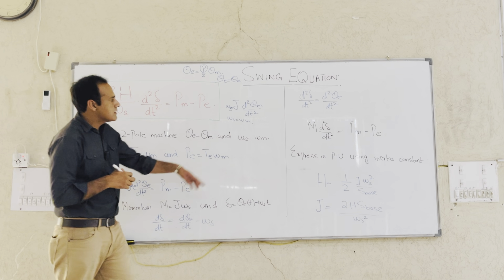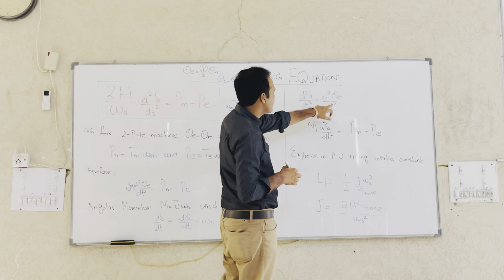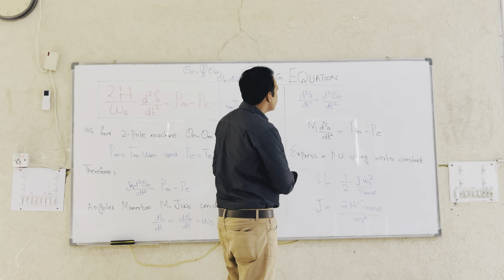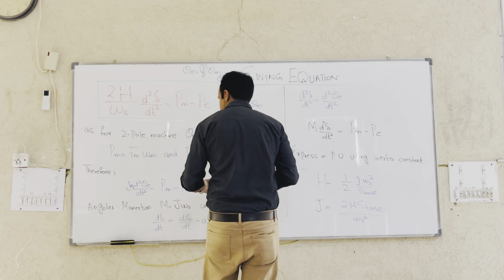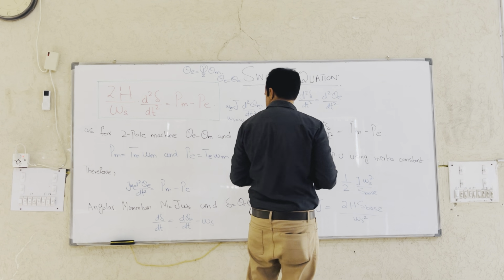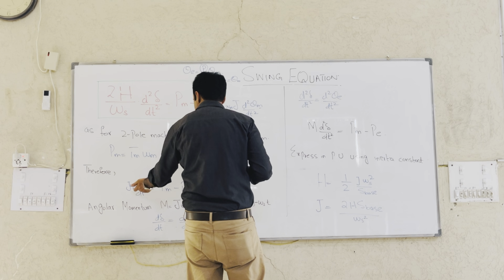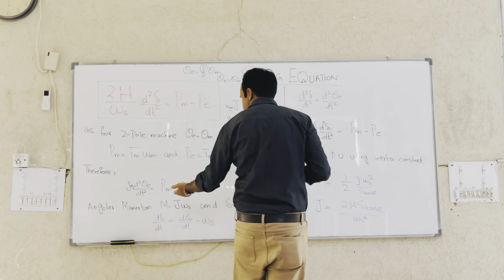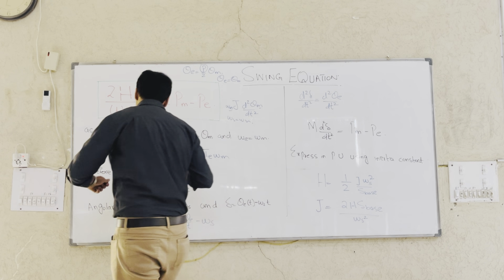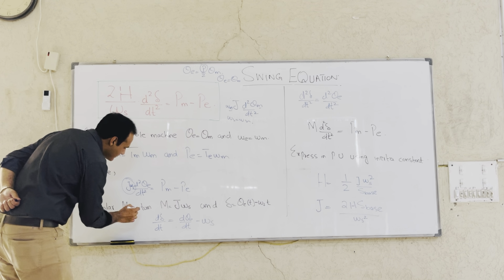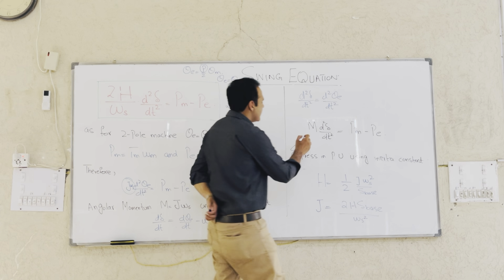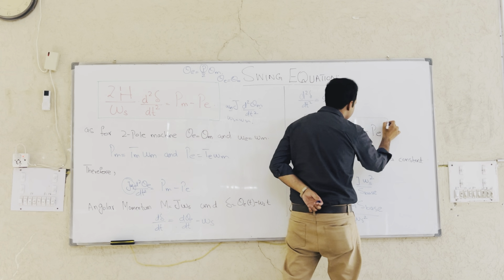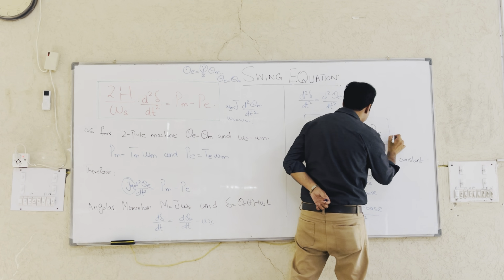So it will become d²δ/dt² is equal to d²θ_i/dt². Now replacing d²θ_i/dt² in this equation, it will become Jω_s d²δ/dt². So Jω_s d²δ/dt², and also replacing Jω_s with M, the equation will become M d²δ/dt² is equal to Pm minus Pe.